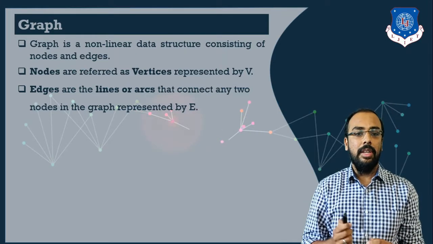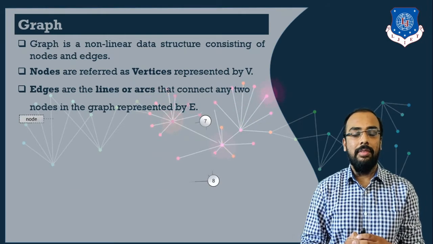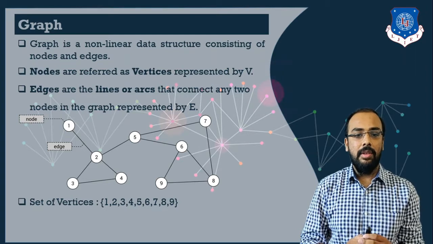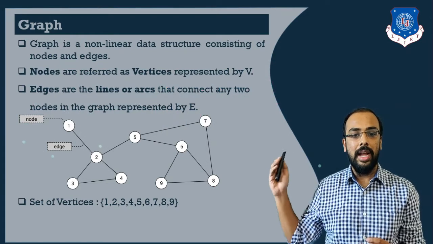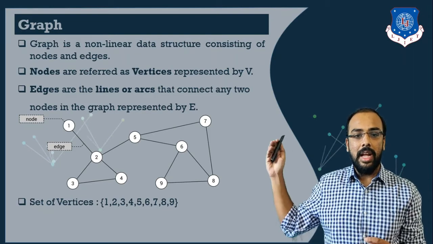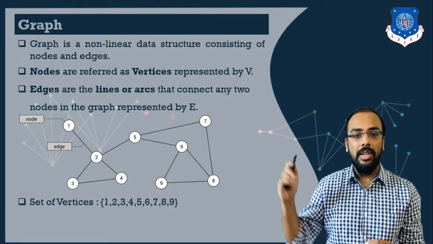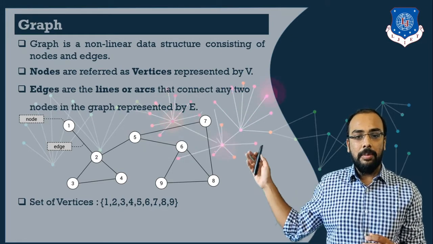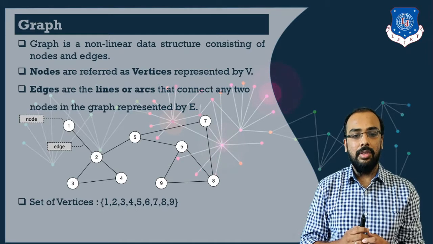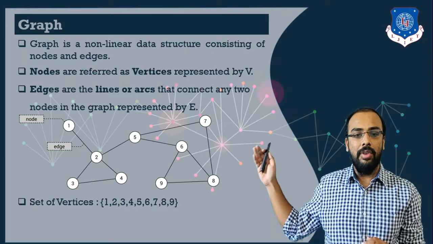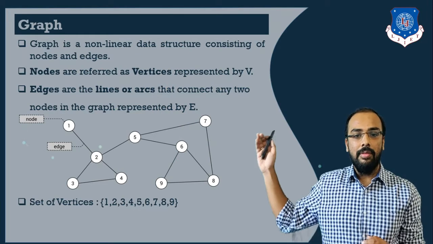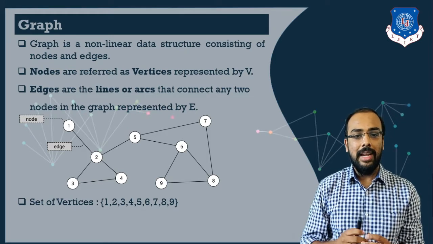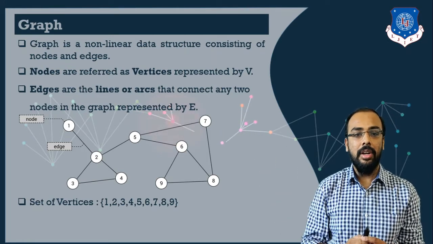Next we will see how we can represent a graph. Here you can see a graph. What does a graph consist of? It consists of nodes and edges. Nodes are enclosed within circles, and the connecting lines are known as edges. In this particular graph there is a set of vertices: 1, 2, 3, 4, 5, 6, 7, 8 and 9. These are all the vertices, and there are edges which connect different nodes.